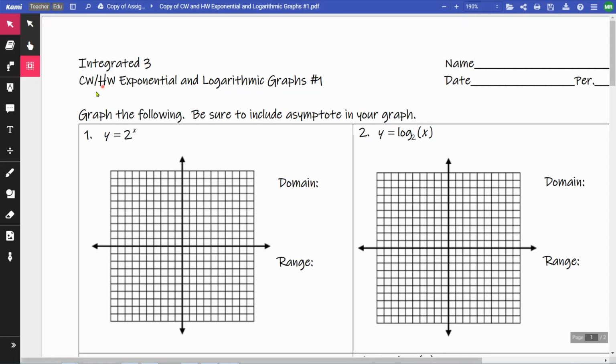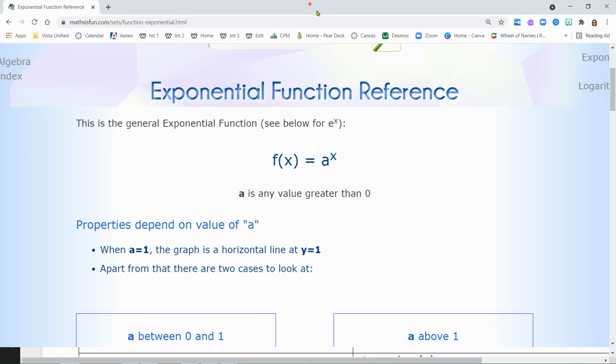So this video is Integrated 3. It is the classwork/homework, exponential and logarithmic graphs, number 1. And just kind of a quick overview, I put this website up on Canvas.